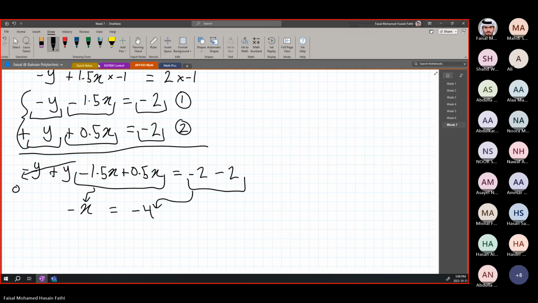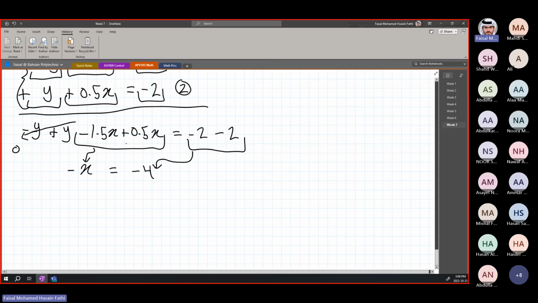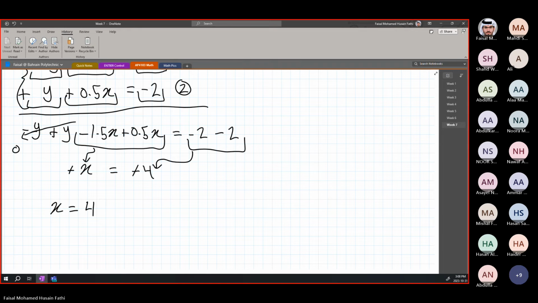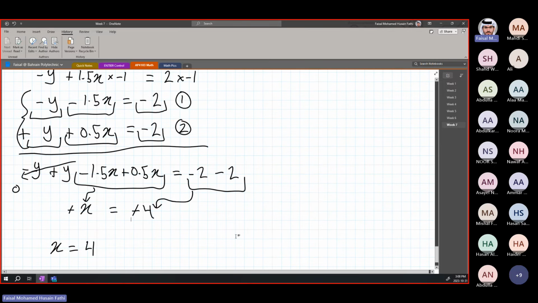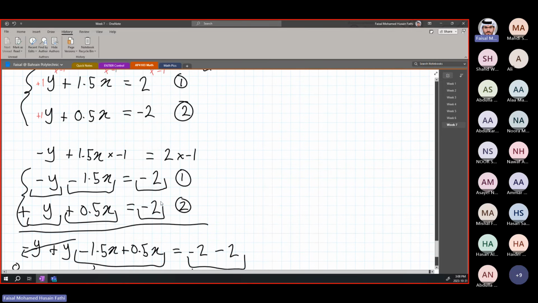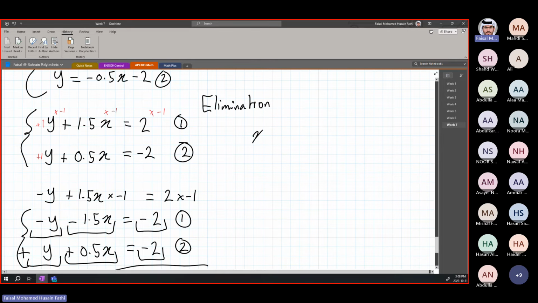Okay? Solving this equation, x is equal to 4. If you divide, you can cancel both of these minuses, or you could just divide both sides by -1, and it will become x is equal to 4. Makes sense? Now, because we're doing elimination, we found our x. Now we need to find our y. X is equal to 4. We can plug into any of these two equations to find y.